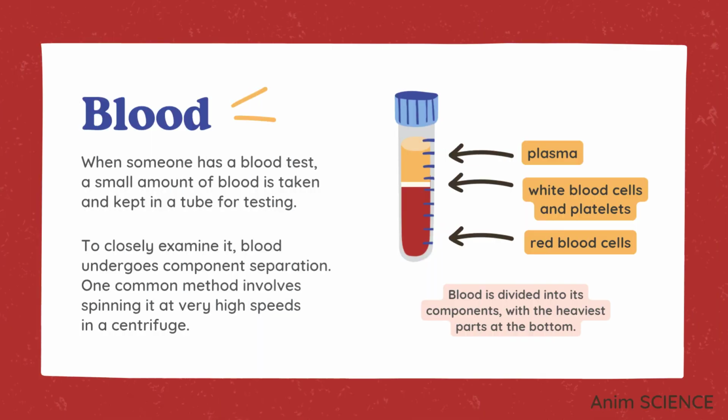Because of this spinning, blood gets separated into layers. The heaviest part, red blood cells, settles at the bottom. Above that are white blood cells and platelets. And at the top is plasma. This separation helps doctors study each component properly.